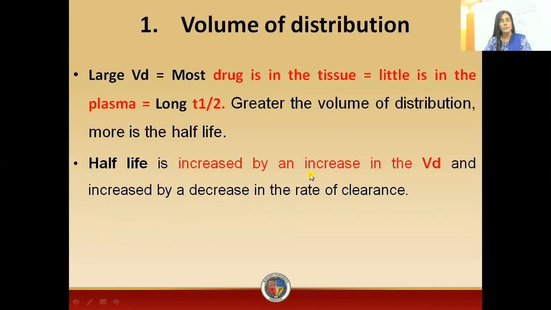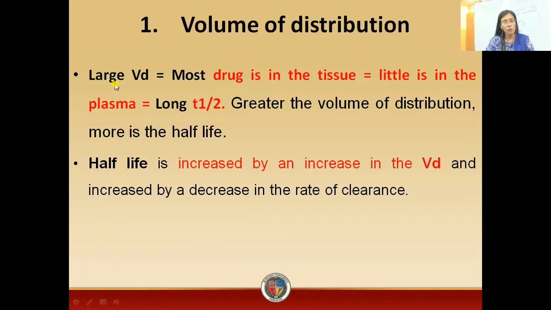Now, firstly, moving towards the volume of distribution. When we talk about the volume of distribution, it means we are talking about the distribution of drug into the tissues. So, it means the drug is leaving the plasma compartment and entering into the tissues. If we have a larger volume of distribution of a particular drug, it means most of that drug is in the tissue and less is in the plasma.